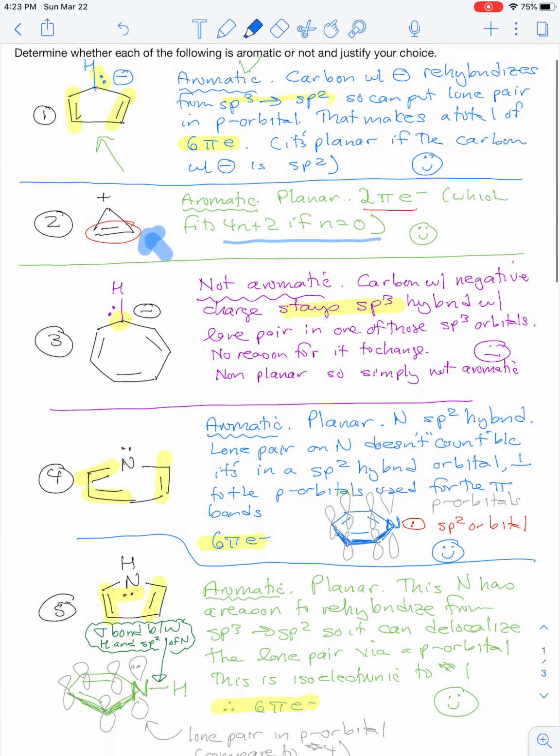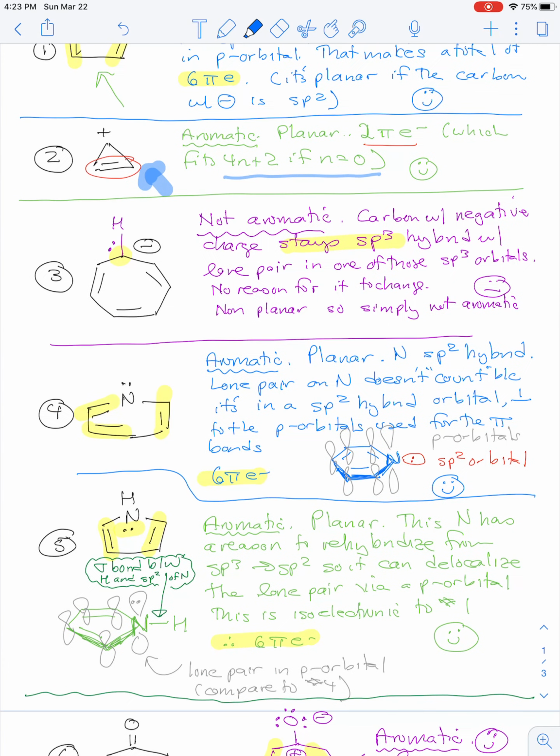So now we move down to this compound, which is the anion of a triene. And it's useful to compare this to number 1. So here we have a total of 1, 2, 3 sets of pi electrons. So that's 6 pi electrons. If the carbanion carbon were to rehybridize and put the lone pair in a p orbital, that would give us 8 pi electrons. We don't want 8 pi electrons because the only option for 8 pi electrons is anti-aromatic.